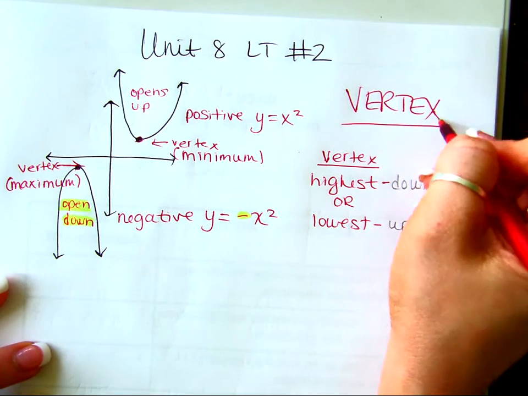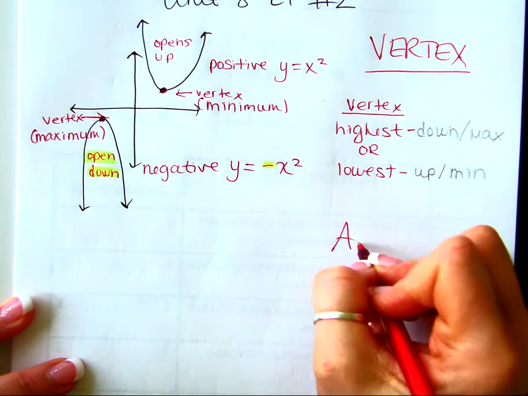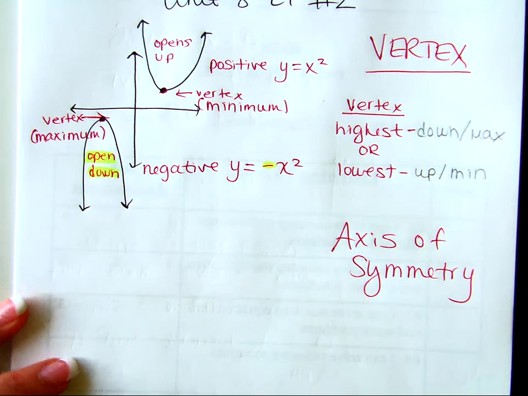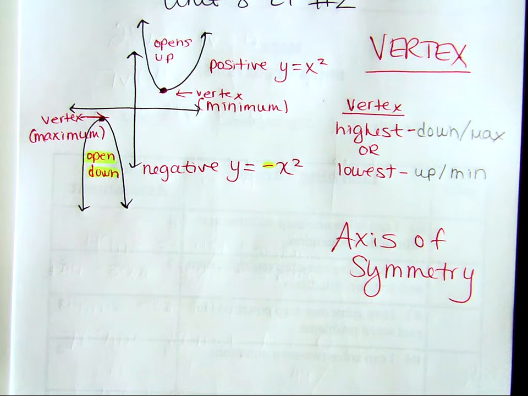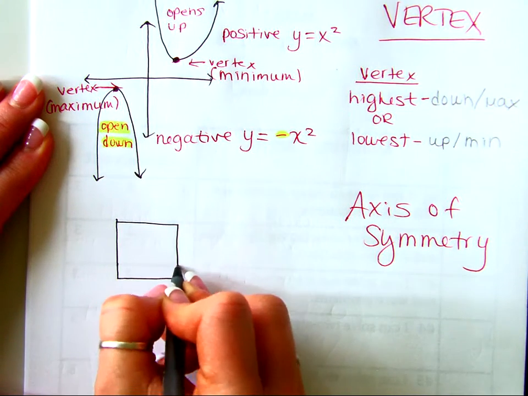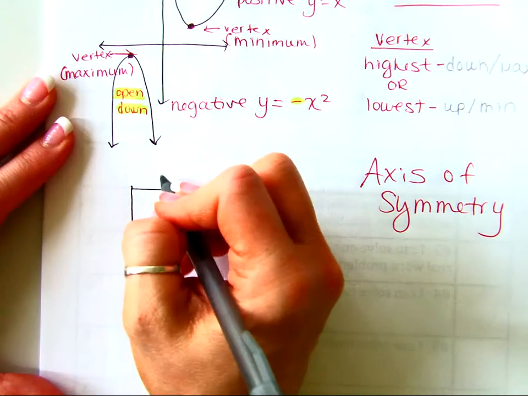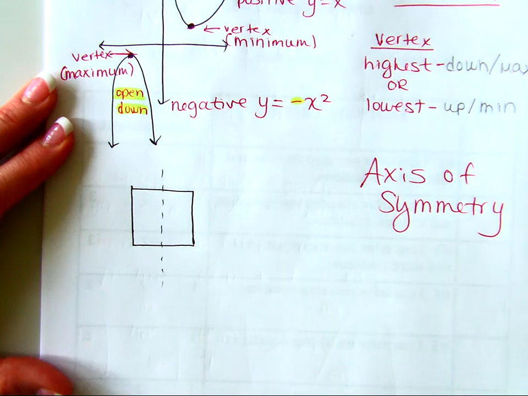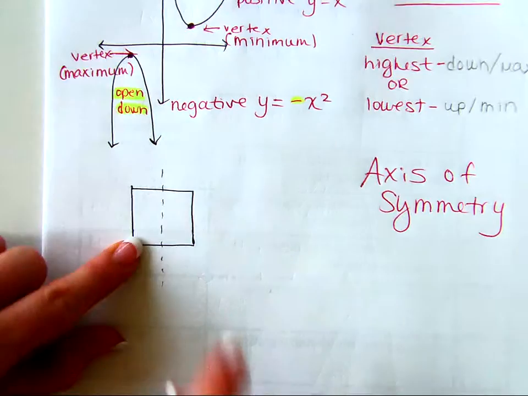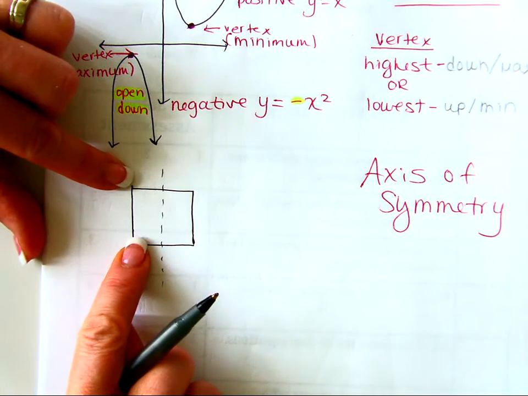A second important part, so this was vertex notes. The second thing that I need you to be familiar with on a parabola is something called the axis of symmetry. And what you need to know is that parabolas are symmetrical shapes. So go back to third grade or second grade when you learned about symmetrical shapes and lines of symmetry. They would give you a shape and then ask you, what are the lines of symmetry in this? And usually they are represented by dotted lines, right? What that means is if you were to fold this on that dotted line, would everything over here match up with everything over here? Yeah.